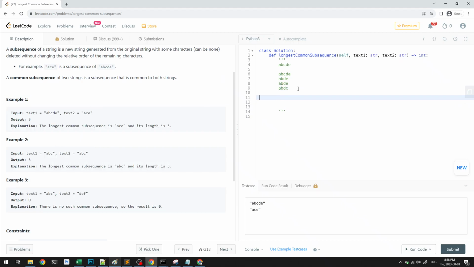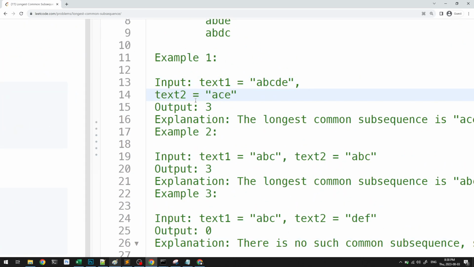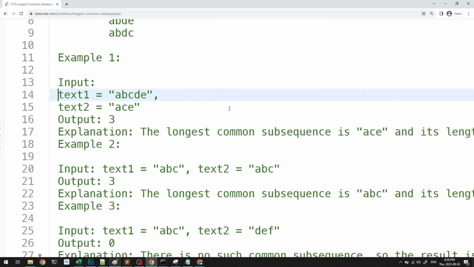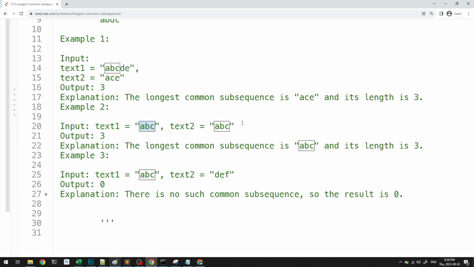So now let's take a look at the examples that we have. Essentially what we want to do is we're given two texts, text 1 and text 2, and we want to return the longest common subsequence length from it. You can see here that the longest common subsequence from both of them is ACE. So it's length of 3. Here it's exactly ABC because they are both exactly the same text. Here you can see that there's no common subsequence, and really here there are no common letters even. So that's another way to understand that there's no common subsequence.